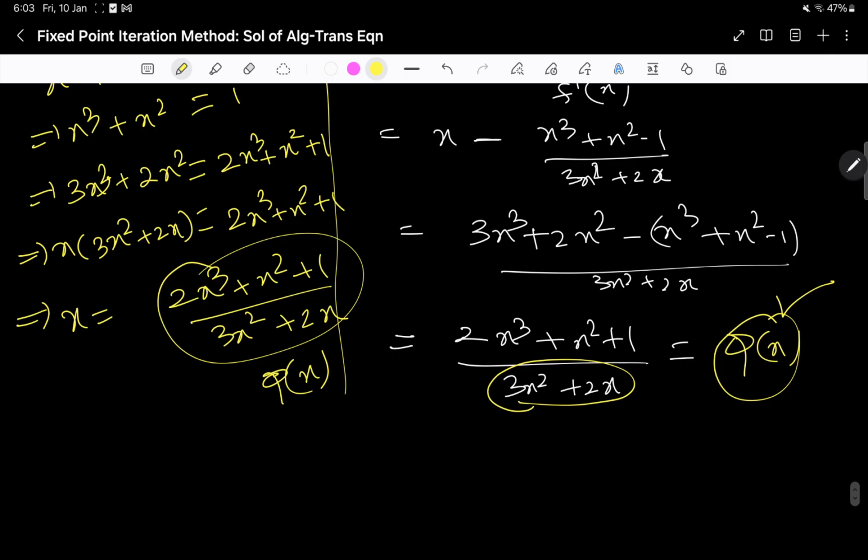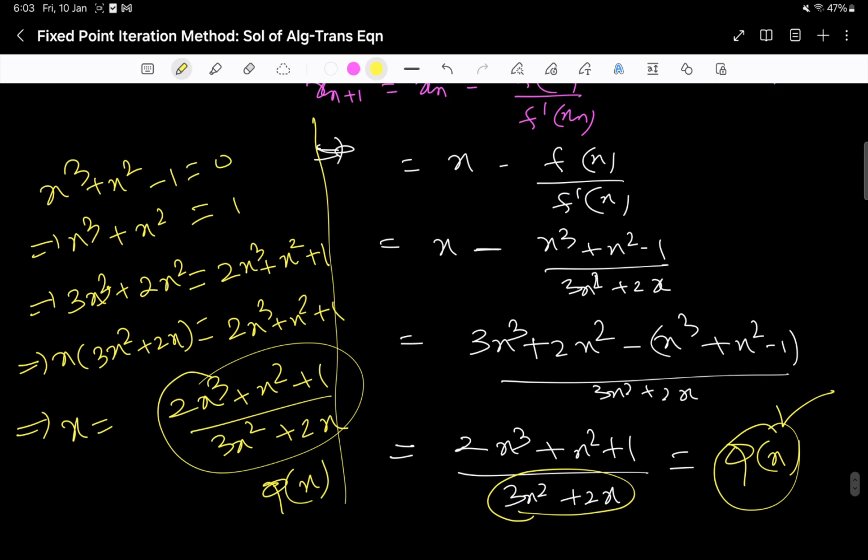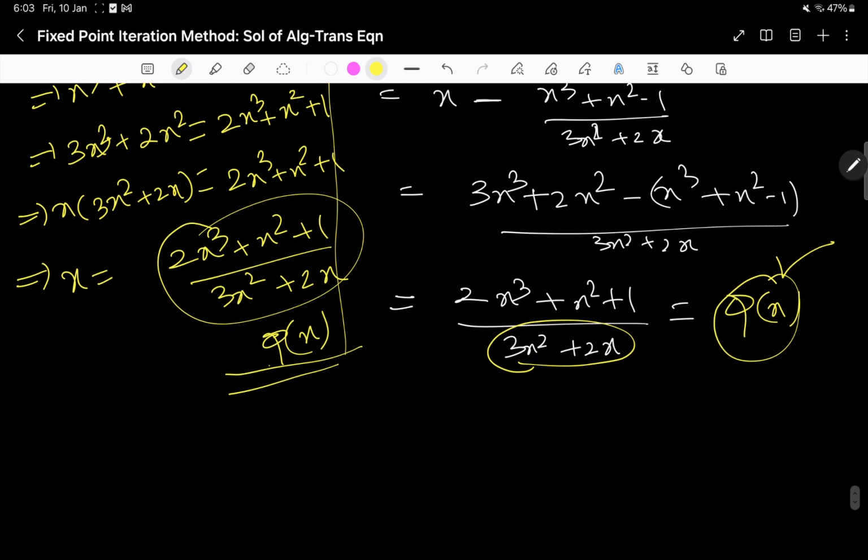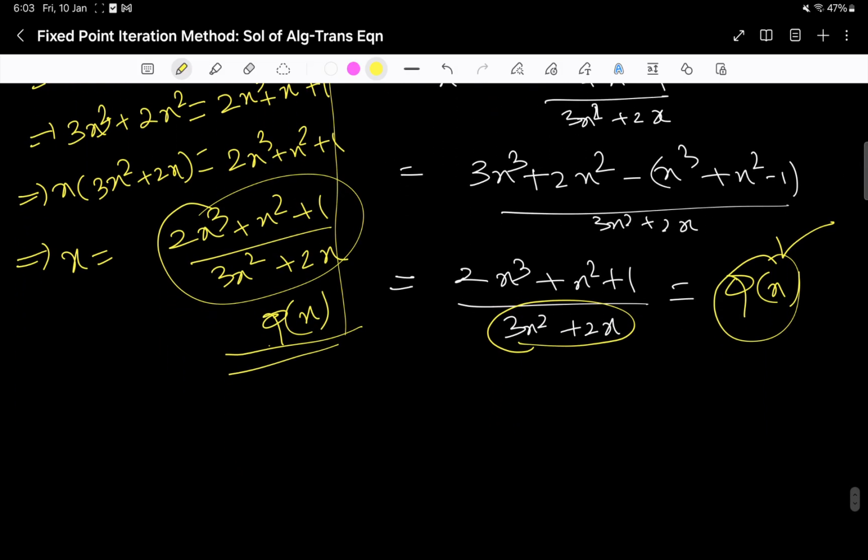So NR method is also an iterative method. I have told you how the convergence condition can be ensured in NR method. You can check that mod phi dash x is less than 1 in this interval. With this we can solve some more examples. Let us now solve a transcendental example.